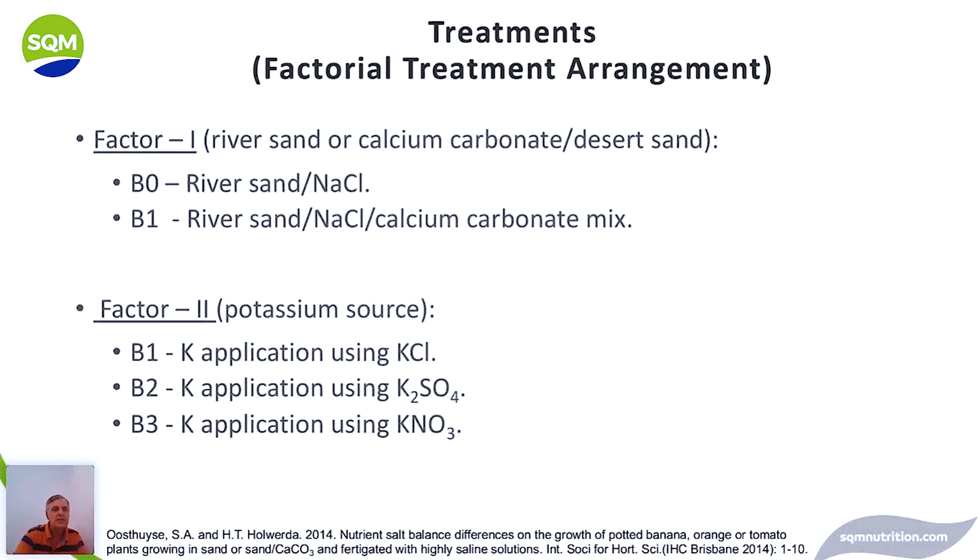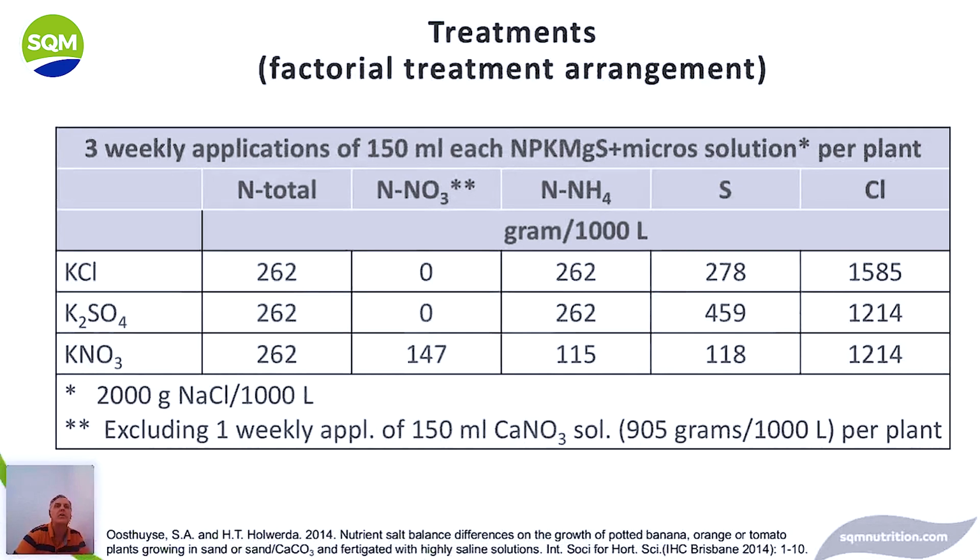And then we evaluated the same amount of potassium, but applied as potassium chloride, sulfate, and potassium nitrate, and checked the plant development in all of them. So these were the treatments. You can see that for nitrogen, the total amount of nitrogen in the nutrient solution was the same, 262, for all treatments. But the difference is that when you use potassium nitrate as source, around 60% of our nitrogen was in nitrate form, and around 40% of the nitrogen was in ammoniacal form.